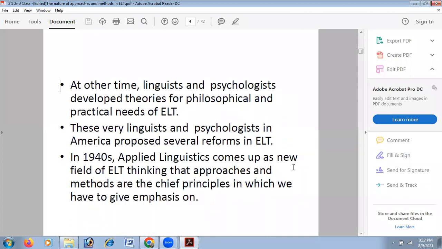Why? Because linguists and psychologists developed theories for philosophical and the practical needs of ELT. Practical need, that means we had been following grammar translation and we tried to learn language. But in the 1920s decades, we had the necessity of a communicative approach. We had so many people all over the world. They started to move from one place to another place, and they had the necessity to communicate.